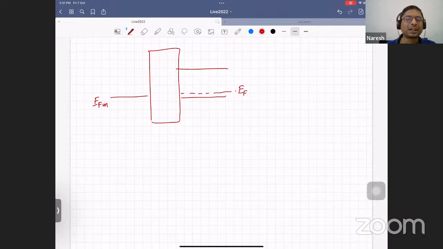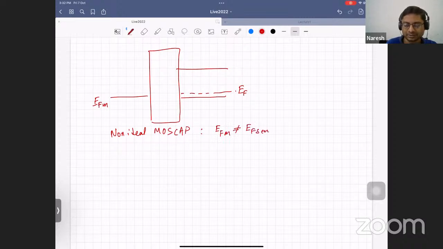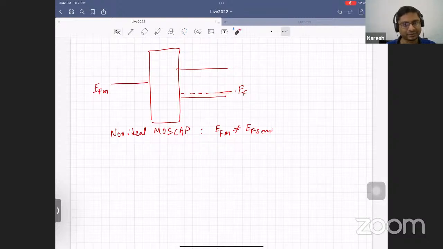But if you have some non-ideal metal, where the work function of the metal is different, a non-ideal MOSFET, one of the non-idealities is that EF of metal is not equal to EF of semiconductor. If you have such a scenario, now what will happen? Let's consider a situation where I move this up. So clearly, the work function of the metal is different from the work function of the semiconductor.